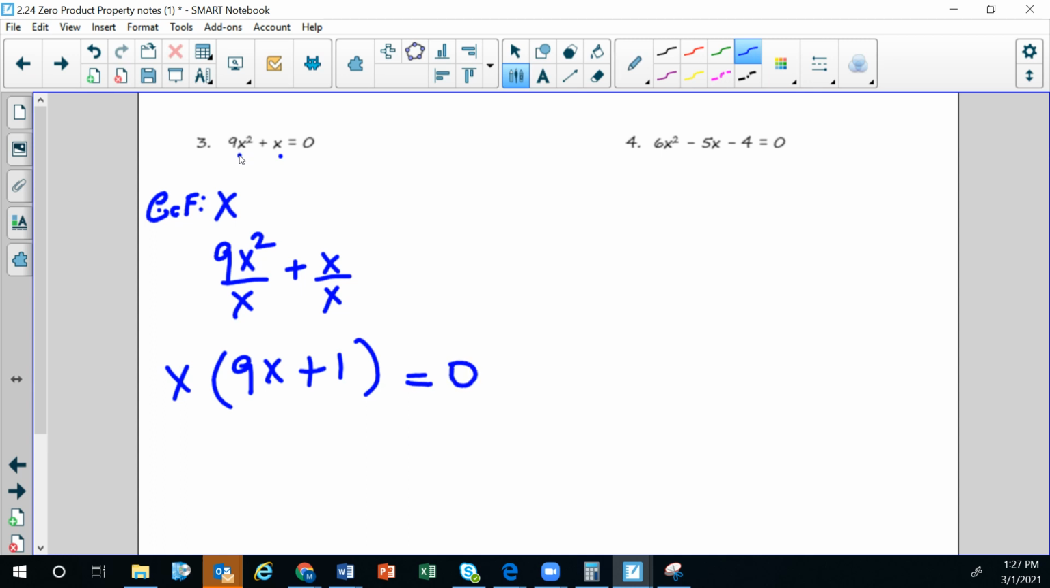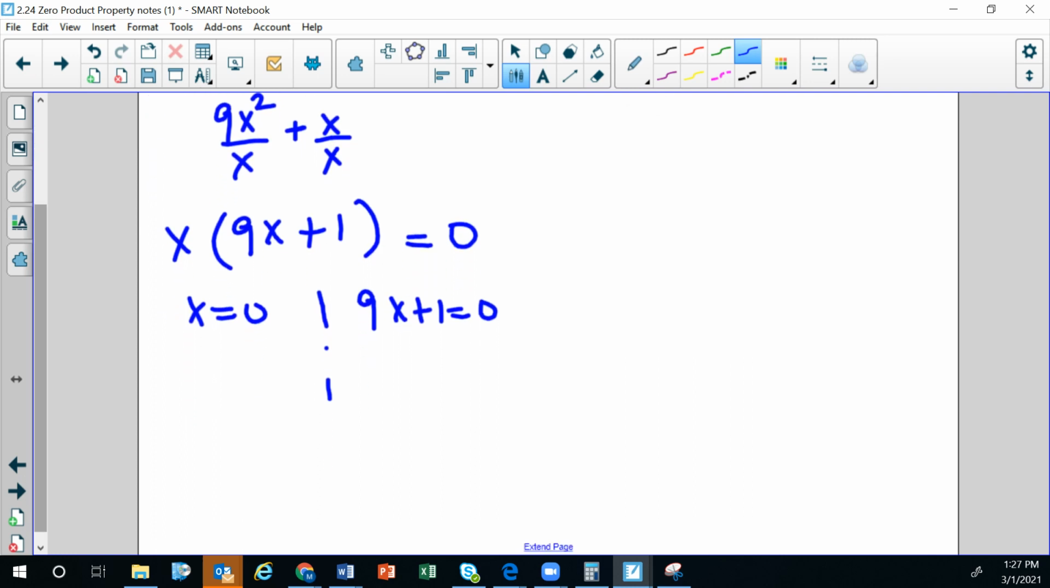And so I'm going to set both factors to 0. So I'm going to have x equals 0, and the other one is going to be 9x plus 1 equals 0. All right, well, this one is already solved: x equals 0. Let's see what the other one is. Well, I want to move the plus 1 to the other side. So I'm going to add a -1 here and a -1 there. So that's going to give me 9x is equal to -1.